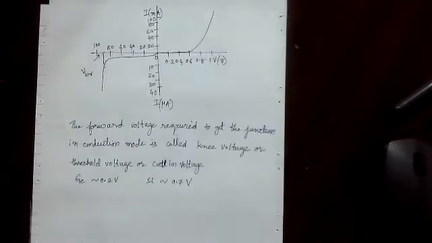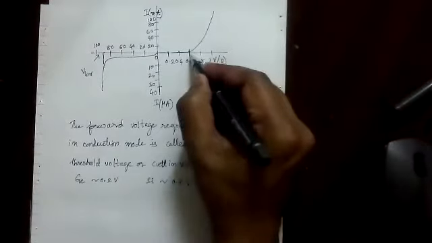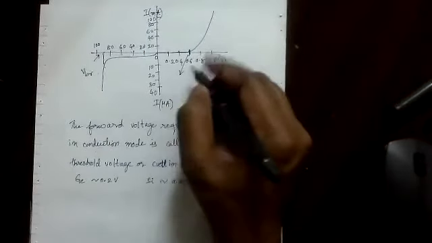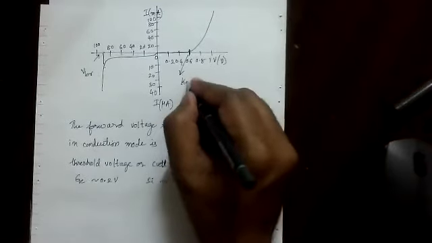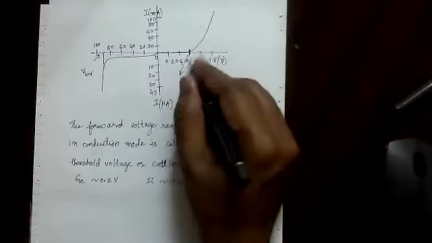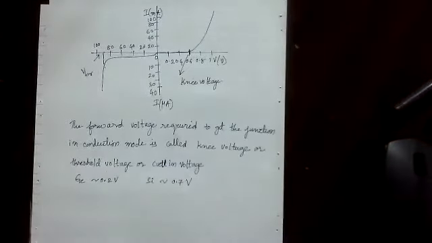Now, when the diode is in forward bias, the current will increase linearly. See here, as you increase the voltage, this point is said to be the knee voltage, or threshold voltage, or cut-in voltage. This particular voltage, at which the diode goes into the conduction mode, is said to be the knee voltage.